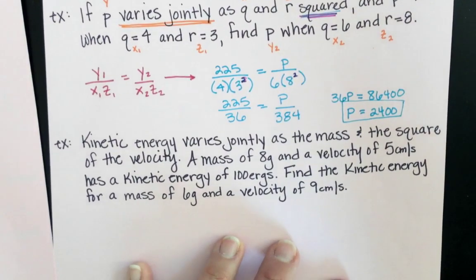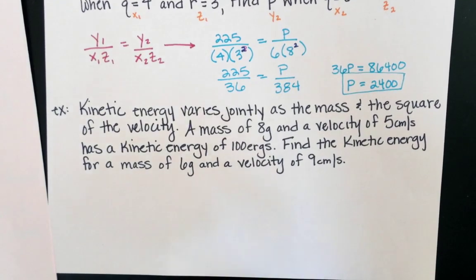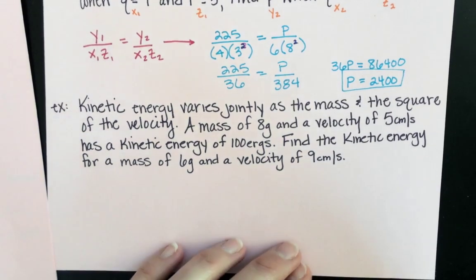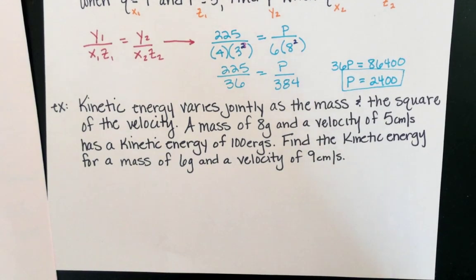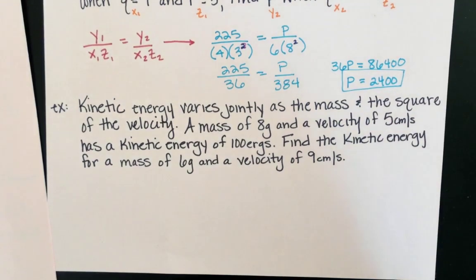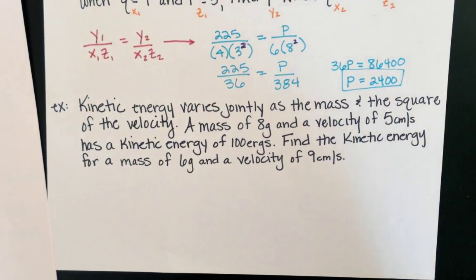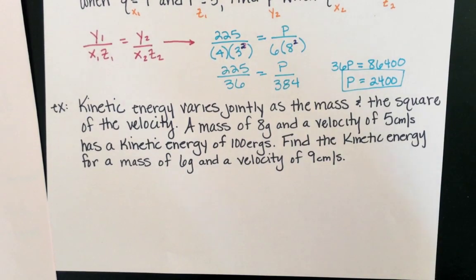So I found a science example, and it says kinetic energy varies jointly as the mass and the square of the velocity. A mass of 8 grams and a velocity of 5 centimeters per second has a kinetic energy of 100 ergs. Find the kinetic energy for a mass of 6 grams and a velocity of 9 centimeters per second.